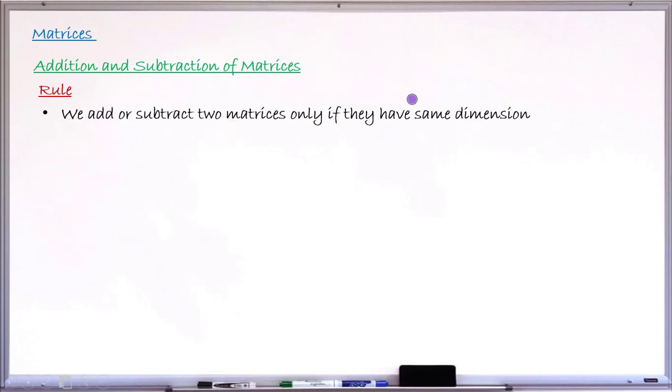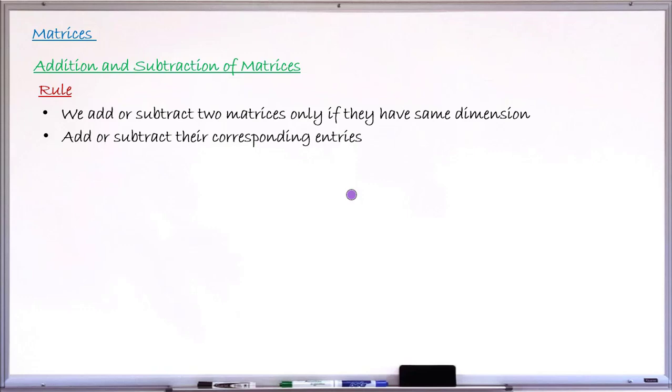So if the two matrices have the same dimension and you want to add or subtract them, the rule tells us how: you add the corresponding entries or you subtract the corresponding entries. The very first one is just the condition to test whether you can add or subtract. But if you can, how you add is by adding the corresponding entries, and how you subtract is by subtracting the corresponding entries. The corresponding entries simply refers to entries in the same positions in the two matrices.